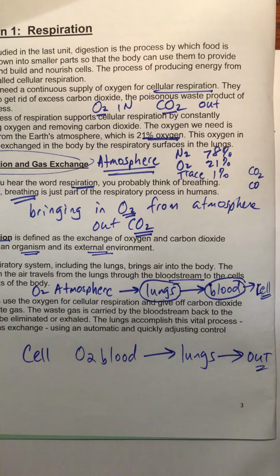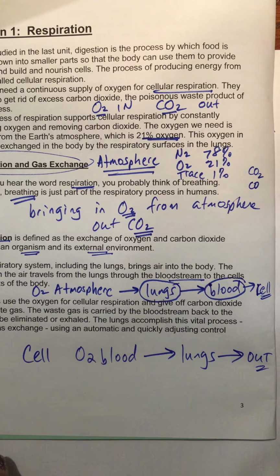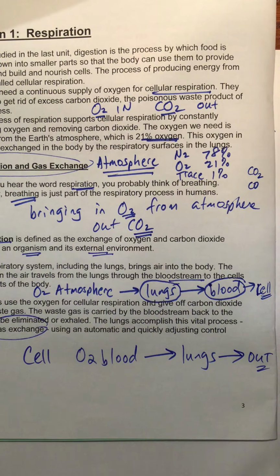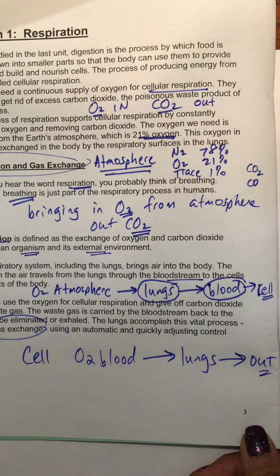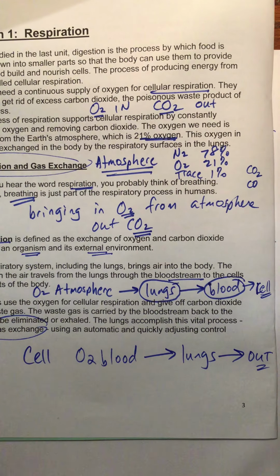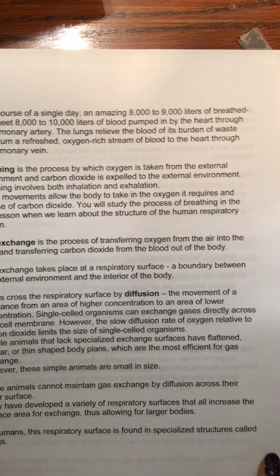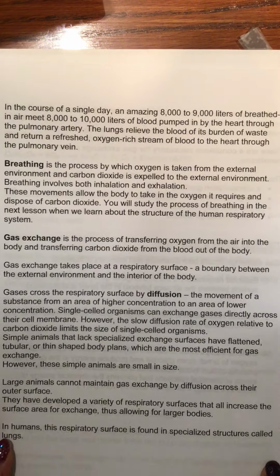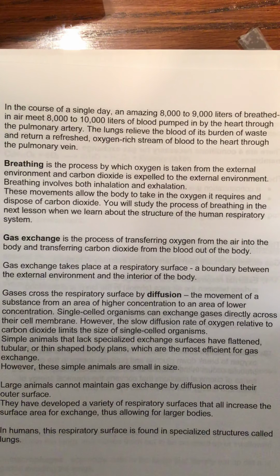external environment, the atmosphere. The lungs accomplish this vital process called gas exchange using an automatic and quickly adjusting control system. And this is, of course, controlled by the brain. You could think of it as a negative feedback mechanism. So in the course of a single day, an amazing 8,000 to 9,000 liters of breathed-in air meet 8,000 to 10,000 liters of blood pumped in by the heart through the pulmonary arteries.